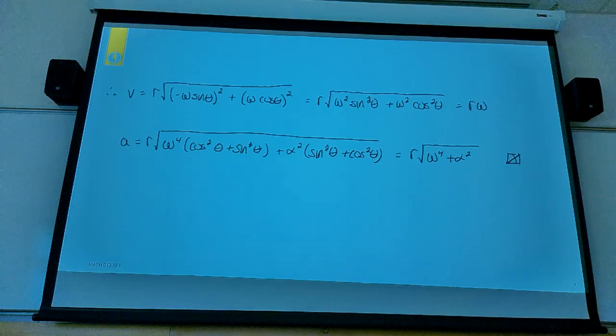Now we move on. We now look at multivariate calculus. So we're done with vectors. What we do now is the study of multivariate functions.